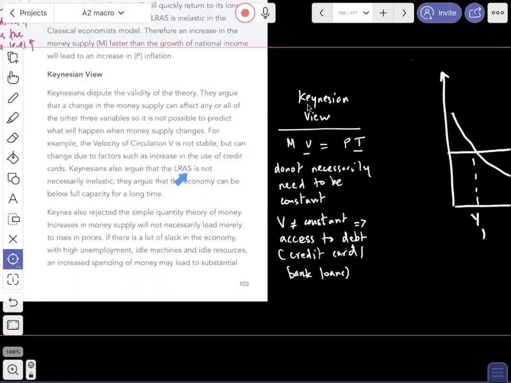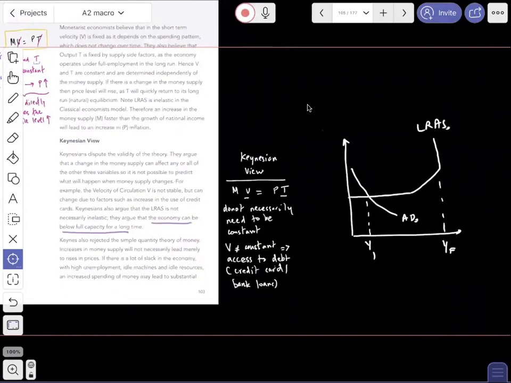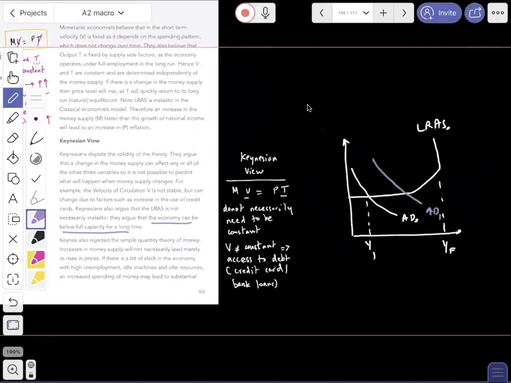Keynesians also argue that LRAS is not necessarily inelastic. They argue that the economy can be below full capacity for a very long time. So if the economy is below full capacity for a very long time, then you're looking at an LRAS like this kind of curve, which means even if your AD goes up, your price level will not go up. So they disagree with the monetarist view.